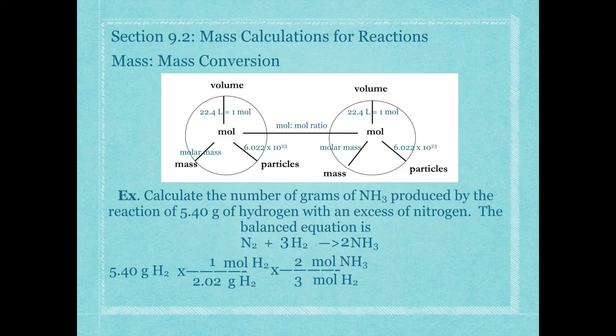I want to get into grams of NH3. So again, I'm going to convert. I'm going to put moles of NH3 on bottom. I'm going to put grams of NH3 up top. Okay? I need the molar mass for NH3, which is 17.04 for every 1 mole of NH3. Okay? And so when I do that, I'm going to take 5.4, divide by 2.02, multiply by 2, divide by 3, and then multiply by 17.04, and I get 30.5 grams of NH3, and that's my answer.